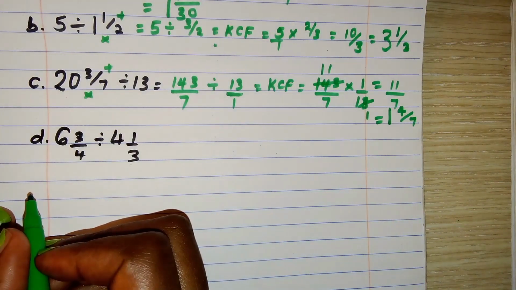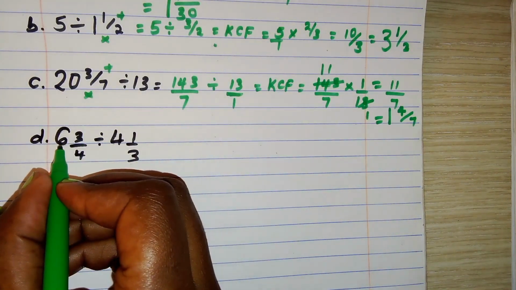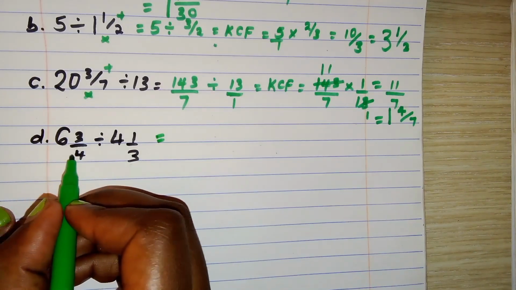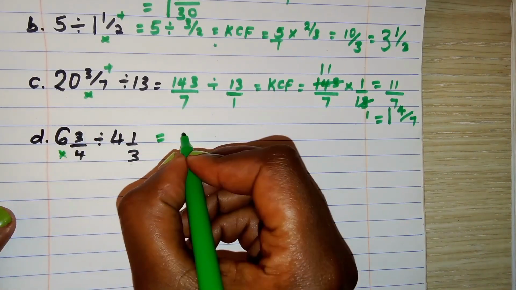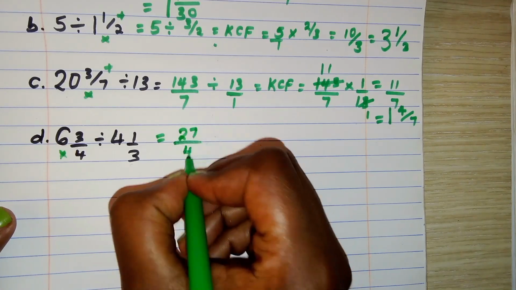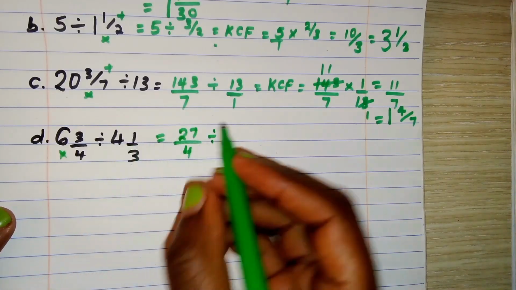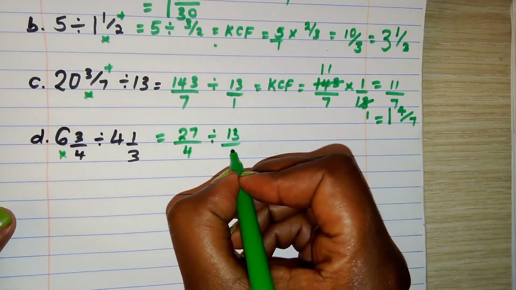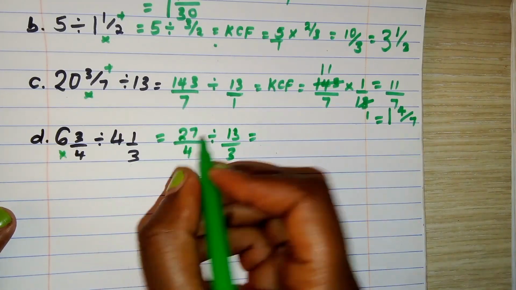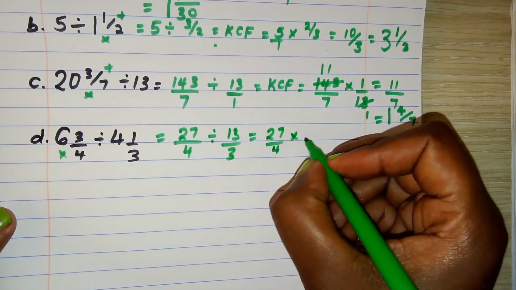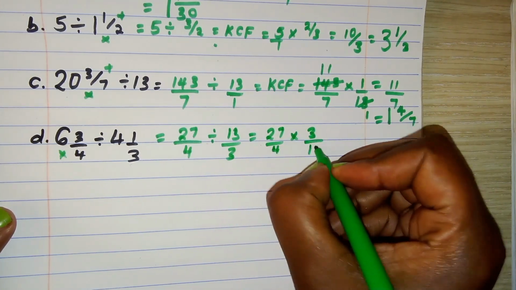The last question on division. So we have two mixed numbers. We change them to improper. 6 times 4, 24 plus 3, 27 over 4. Divided by 4 times 3 is 12 plus 1, 13 over 3. Then we keep, change and flip.